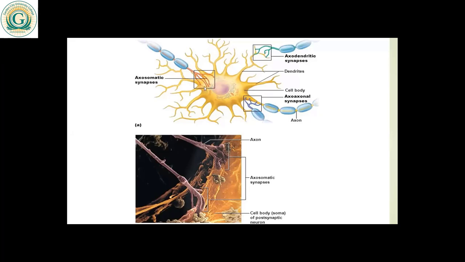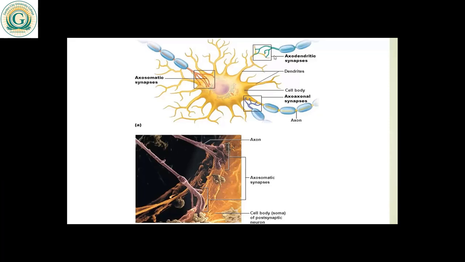And therefore, the synapse there is called the axosomatic synapse. The axo is coming from the axon terminal of neuron 1. Somatic is coming from the soma of neuron 2. So the axosomatic junction or synapse is between the axon terminal of one neuron and the cell body of the second neuron.